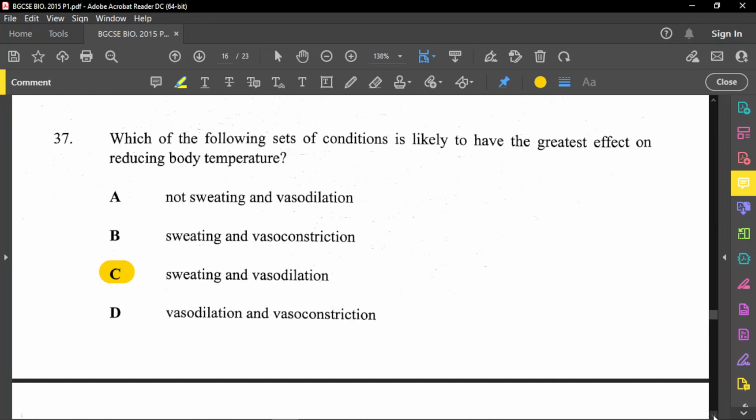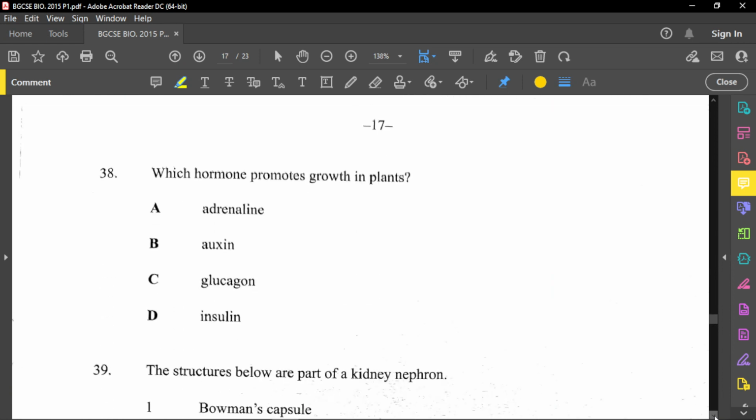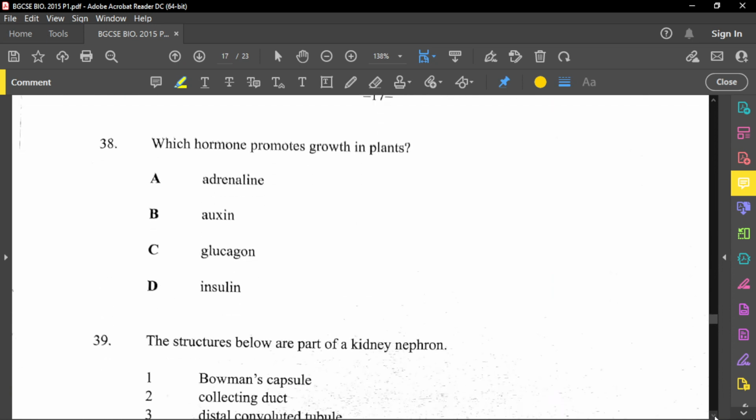All right. So 38, it said which hormone promotes growth in plants? And by now we all remember this. This is auxin. All right, so no need to even talk about that. We talked about adrenaline in the earlier question. Glucagon converts glycogen back into glucose. Insulin converts glucose into glycogen. So glucagon and insulin work in a negative feedback system to control glucose level.